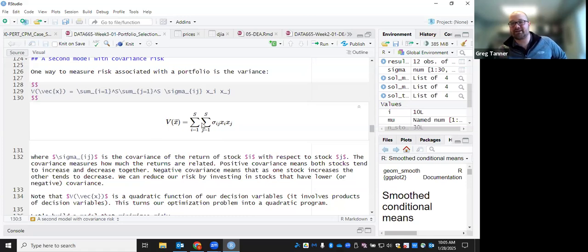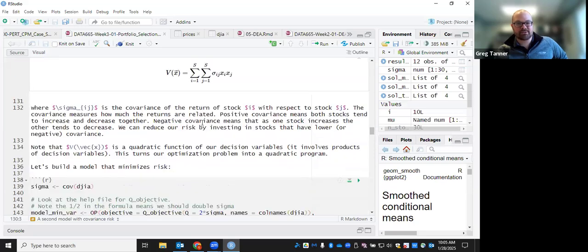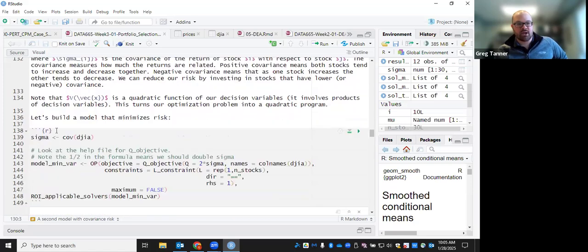Now, if you go back to that case study or tutorial that I pointed out at the very beginning, it's got a lot of other very interesting measures of risk, and you could definitely experiment with some of those. Okay. This is going to be a quadratic function, and so this is going to bring us into quadratic programming if we use this as our objective function, which is what we're going to do. So let's first off get that sigma matrix. That's going to be the covariance matrix of our daily returns. And so cov in R will compute that covariance matrix.